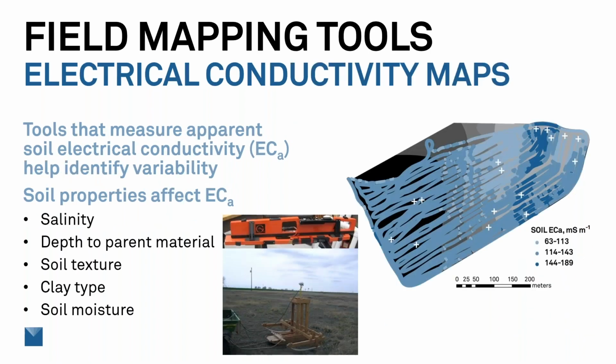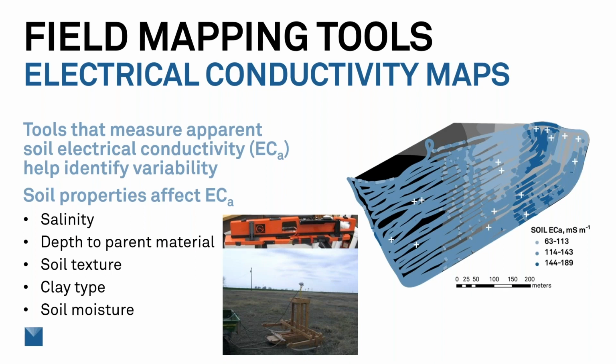But if we want to go deeper and try to do a better job of characterizing variability within our field, another option is electrical conductivity maps. There are tools that measure the apparent soil electrical conductivity that can help us identify variability within a field. One of those tools, which you can see here in the middle image, is the EM38 device from Geonics. It can be used to do surveys using a sled, like you see in the bottom image, passing it across a field to make these measurements.